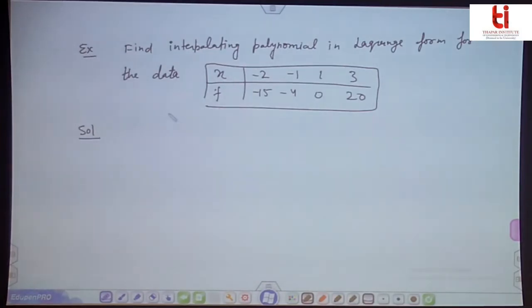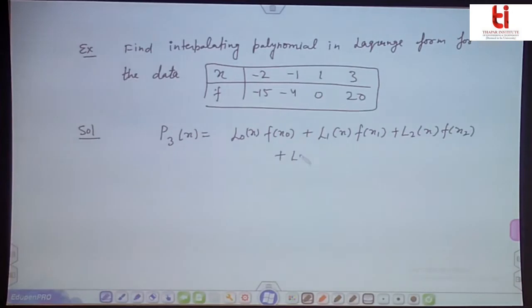Okay, so how many points are here? 1, 2, 3, 4. Four points are here. A maximum 3-degree polynomial is possible. So P3(x) is L0(x) f(x0) plus L1(x) f(x1) plus L2(x) f(x2) plus L3(x) f(x3). There are a total of 4 Lagrange functions available. This is your x0 point, this is your x1 point, this is x2 point, and this is your x3 point. And these are f(x0), f(x1), f(x2), f(x3).